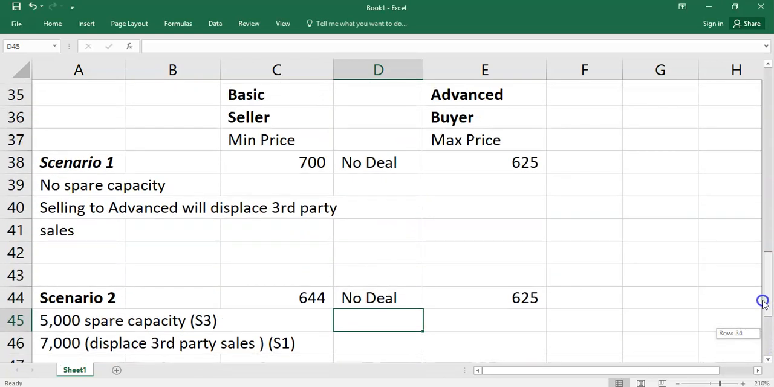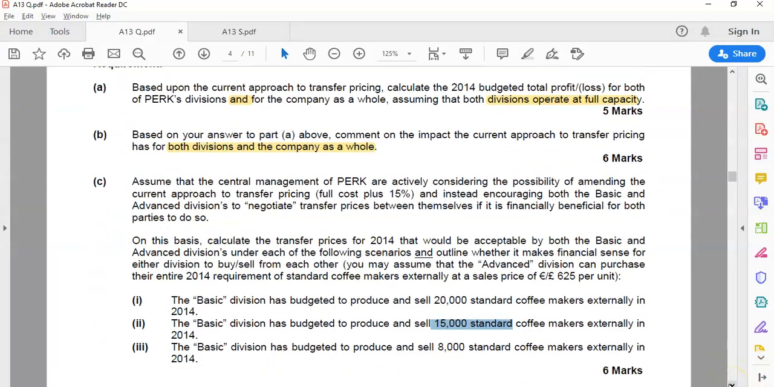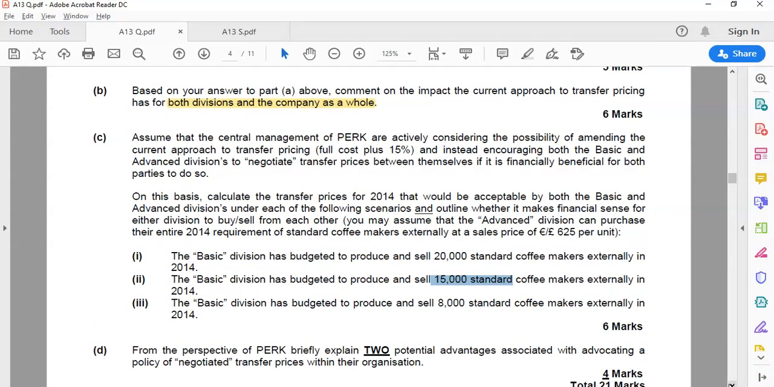So that's quite important here, that's a completely different type of transfer pricing question. It's all about variable cost, it's about the opportunity cost if you have to displace third-party sales, and it's about capacity constraints. Is there spare capacity or not in the seller? And I said that was asked the first time in 2013, and it was asked again in summer 17 question 1. Go back and have a look at that.